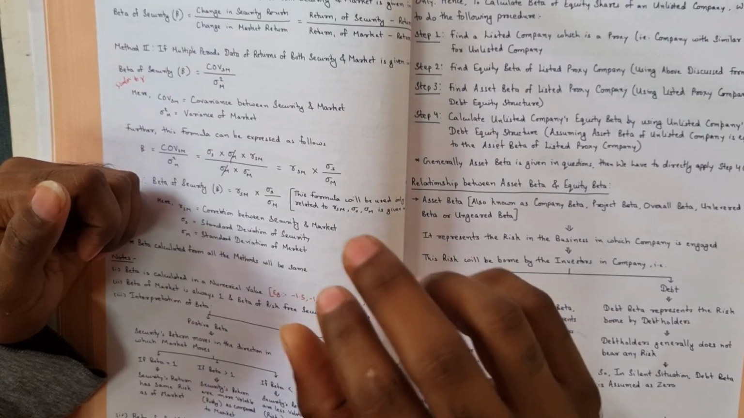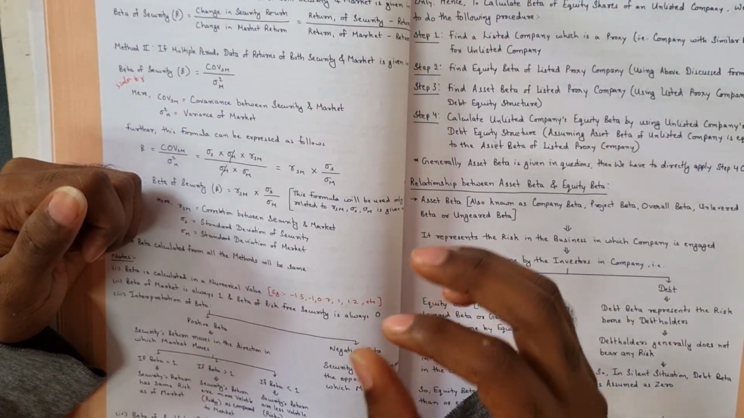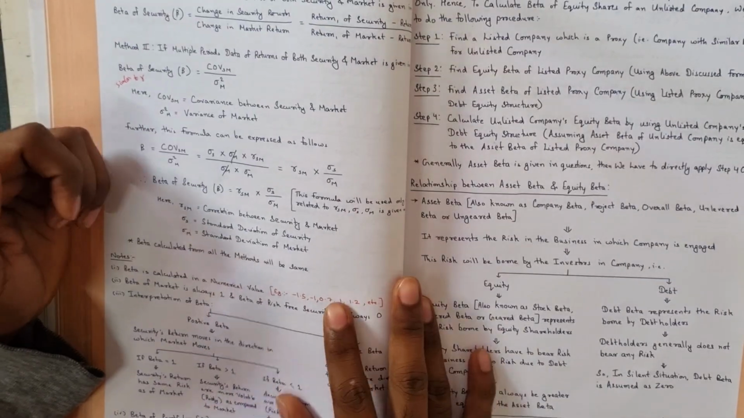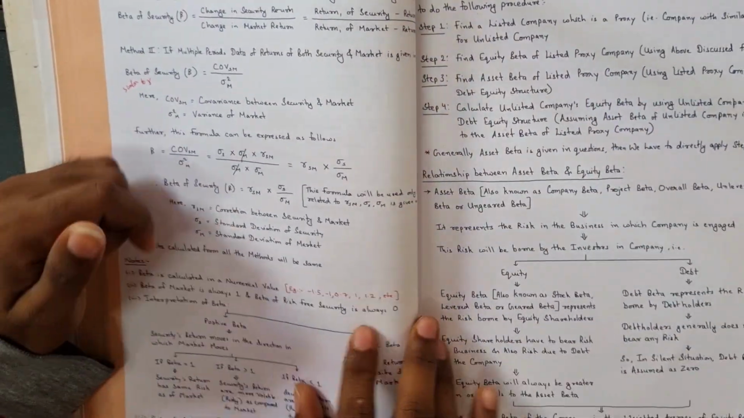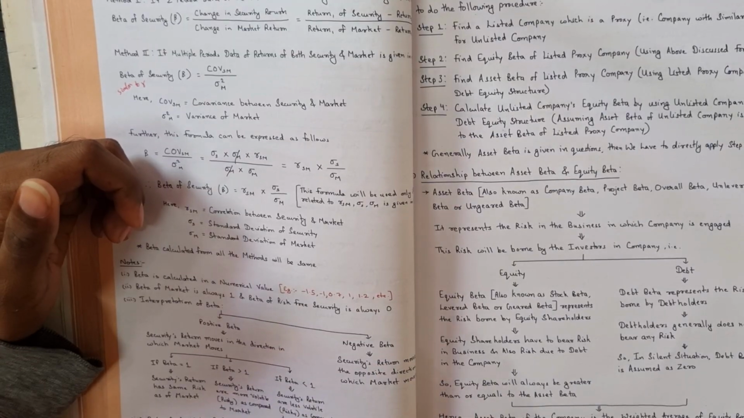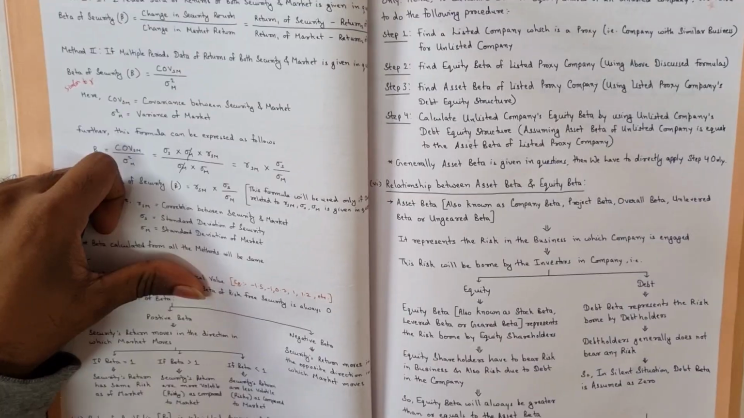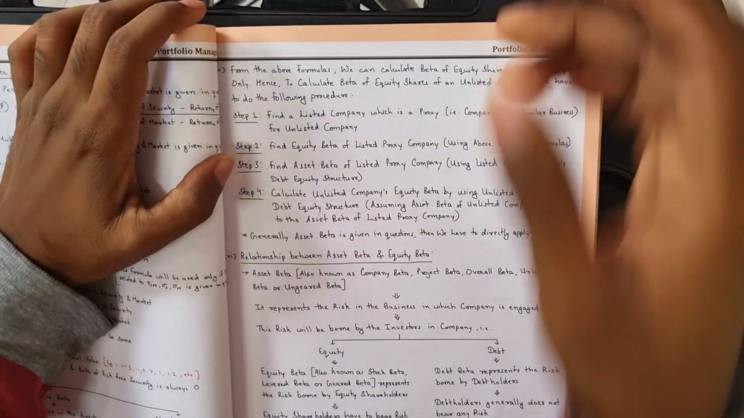That is, whenever the security goes up, the market comes down. Whenever the market goes up, the security comes down. Okay, that is negative relation. So that's what is given here. Next, beta of portfolio is the weighted average of beta of each security in the portfolio. Okay, this also we have seen already.